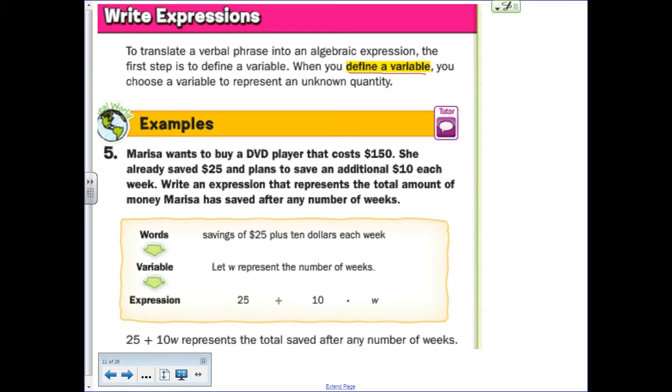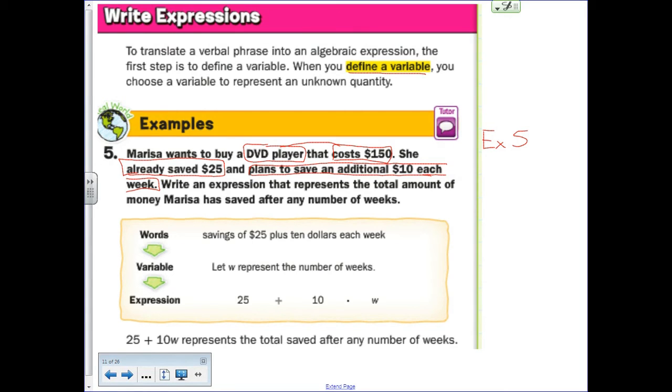In this problem, example number 5, it says, Marissa wants to buy a DVD player that costs $150. That is a fact. DVD player costs $150. She already saved $25. There is another fact. And plans to save an additional $10 each week. That's not just $10, that's $10 every week. So it's important that we understand that.